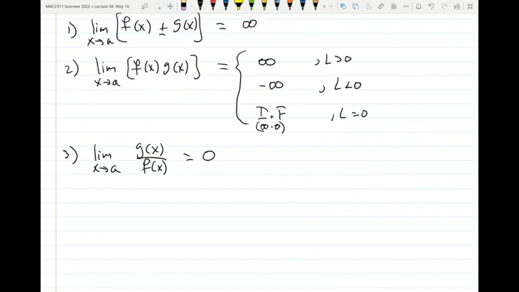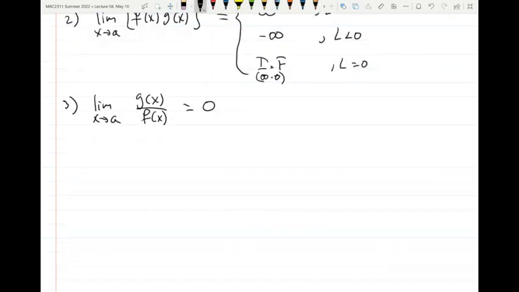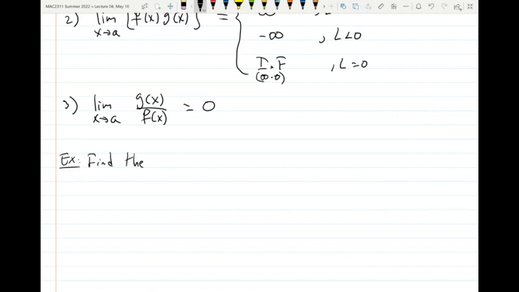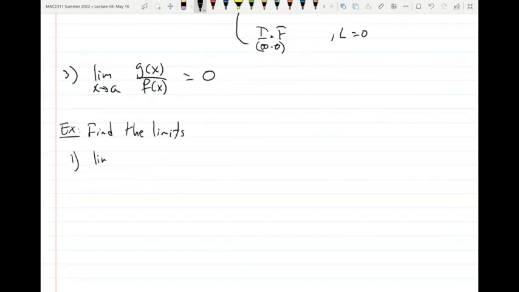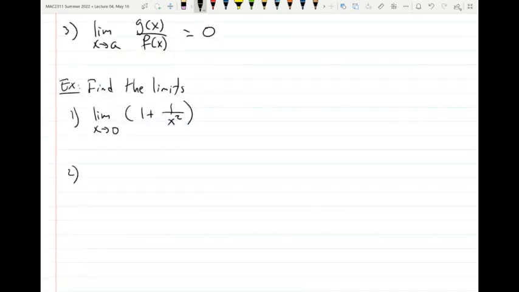Okay, so that's that. So with these little properties, then we can do some examples. Where are my examples? Here. So examples, find the limit, if possible, of course, if they exist. So let's do the limit as x approaches zero of 1 plus 1 over x squared. And let's do the same one, but let's do 1 plus 1 over x.